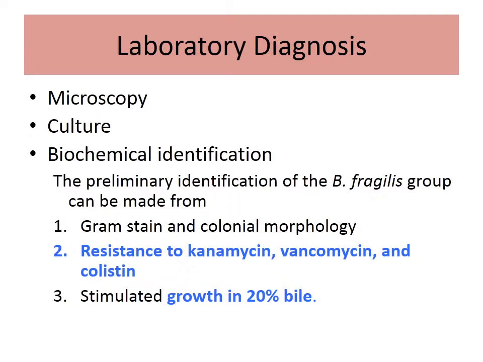So microscopy, culture, biochemical identification, these are three important things. And keep in mind that they have a resistance to kanamycin, vancomycin, and colistin. This is a serious thing. It's highlighted because these are the first line of antibiotics you want to give. And then again, stimulated growth in 20% bile. That's something when we want to grow them in culture.